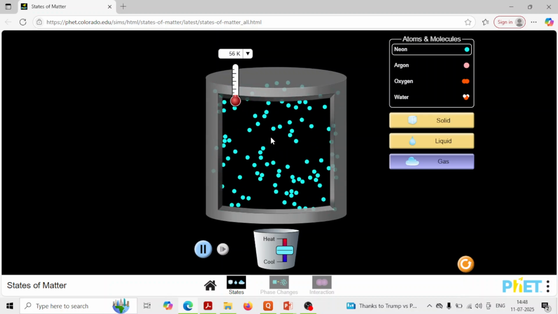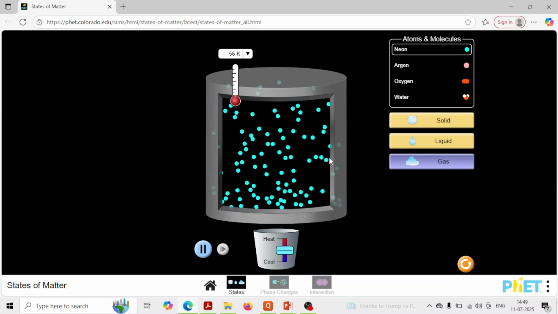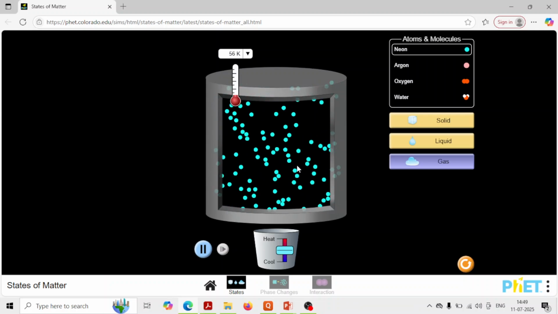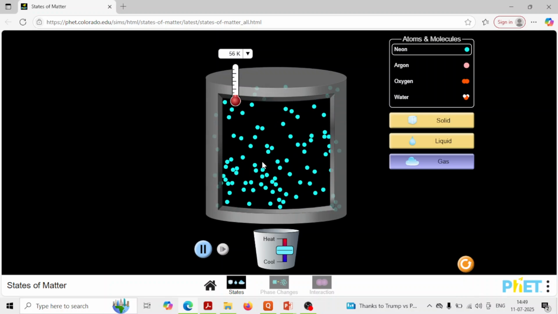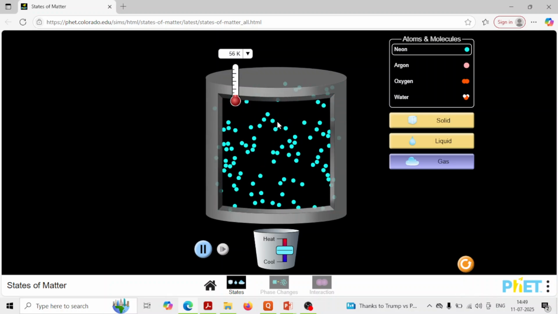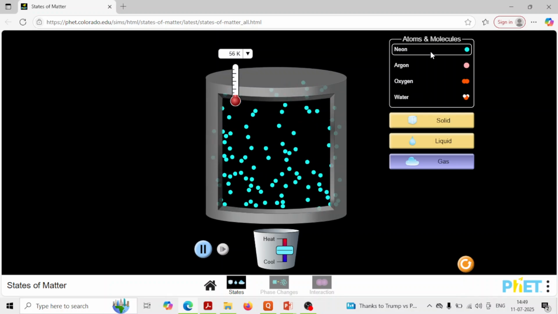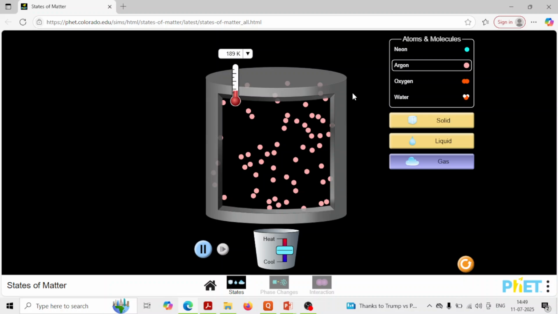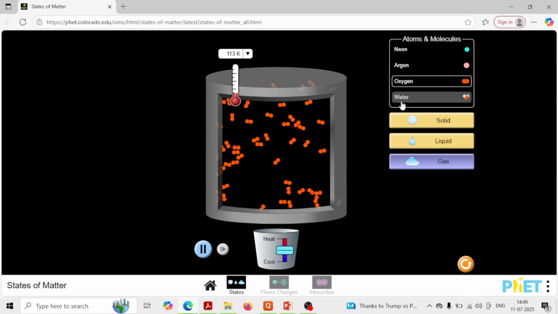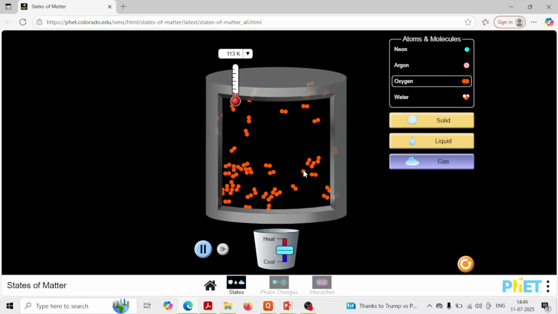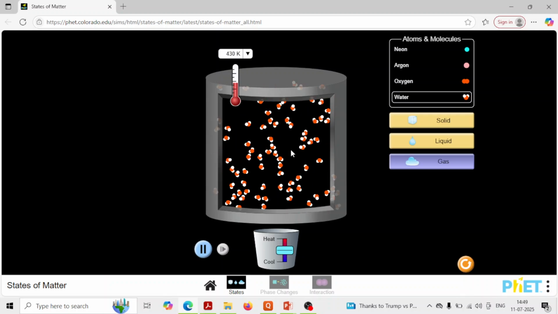You can see molecules are moving freely and randomly, colliding against the walls of the container and against each other, moving in all directions. It's a completely random motion, and there's a lot of space between these molecules. It may be any gas. Now this is neon. Suppose you go to argon. This is again argon gas, a monatomic gas. Go to oxygen, you can see oxygen gas O2, a diatomic gas. If you go to water, which is a triatomic gas, in the vapor phase.